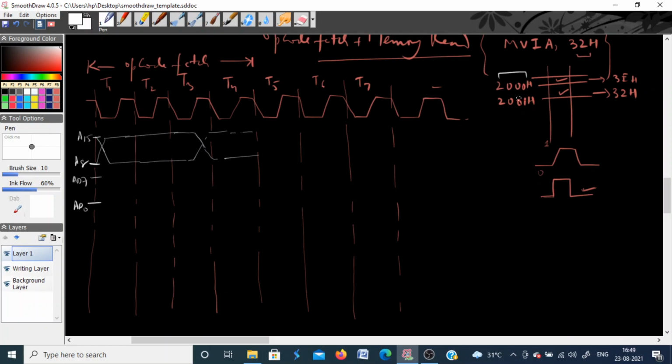First I'm fetching the opcode, that is at 2000H. So 20H is placed on the higher address bus, and on the lower 8 bits you place the second part of the address, that is 00H.